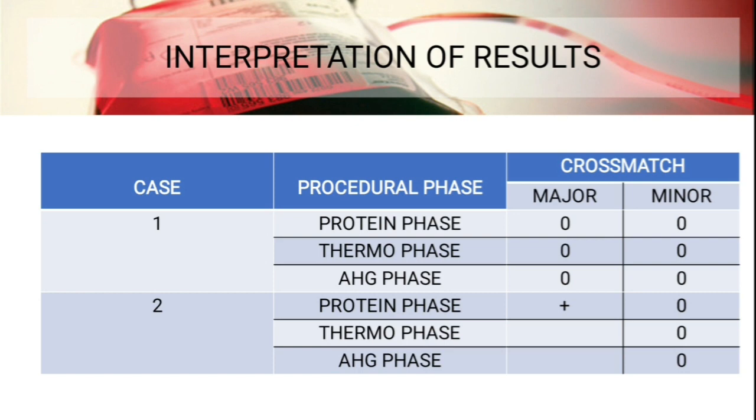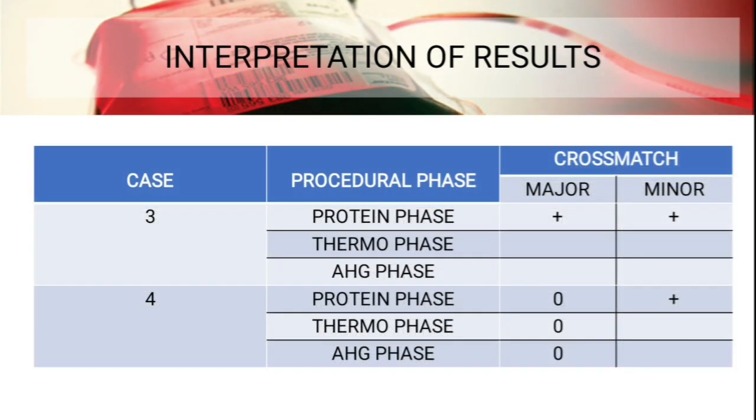As for our second case, there is an agglutination or positive reaction in the major cross-match for the protein phase, but in the minor cross-match, all the phases have negative results. So blood is incompatible in major cross-match since there is an agglutination reaction in the protein phase, but it is compatible in minor cross-match since all of the phases have no agglutination reaction or hemolysis. Therefore, we conclude that blood is not safe for transfusion.